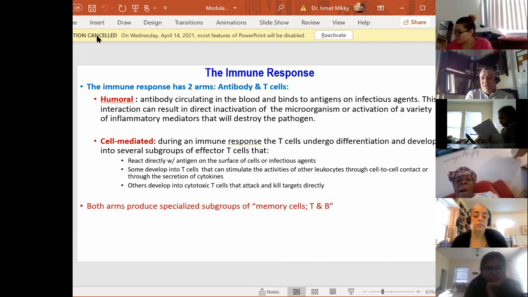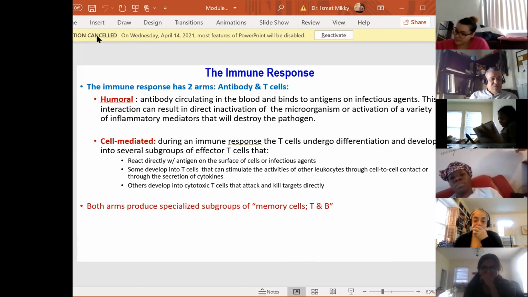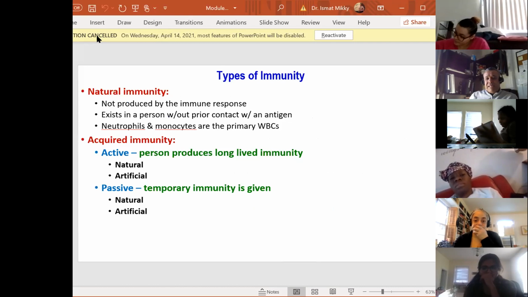In the cell-mediated immunity, during the immune response, the T cells will undergo differentiation and develop into several subgroups of effector T cells. We find that we have a long list of T cells: T helper cells, T killers. We have lots of cytotoxic cells. So we need both of these cells, the B and T cells, for an effective and healthy immune system.